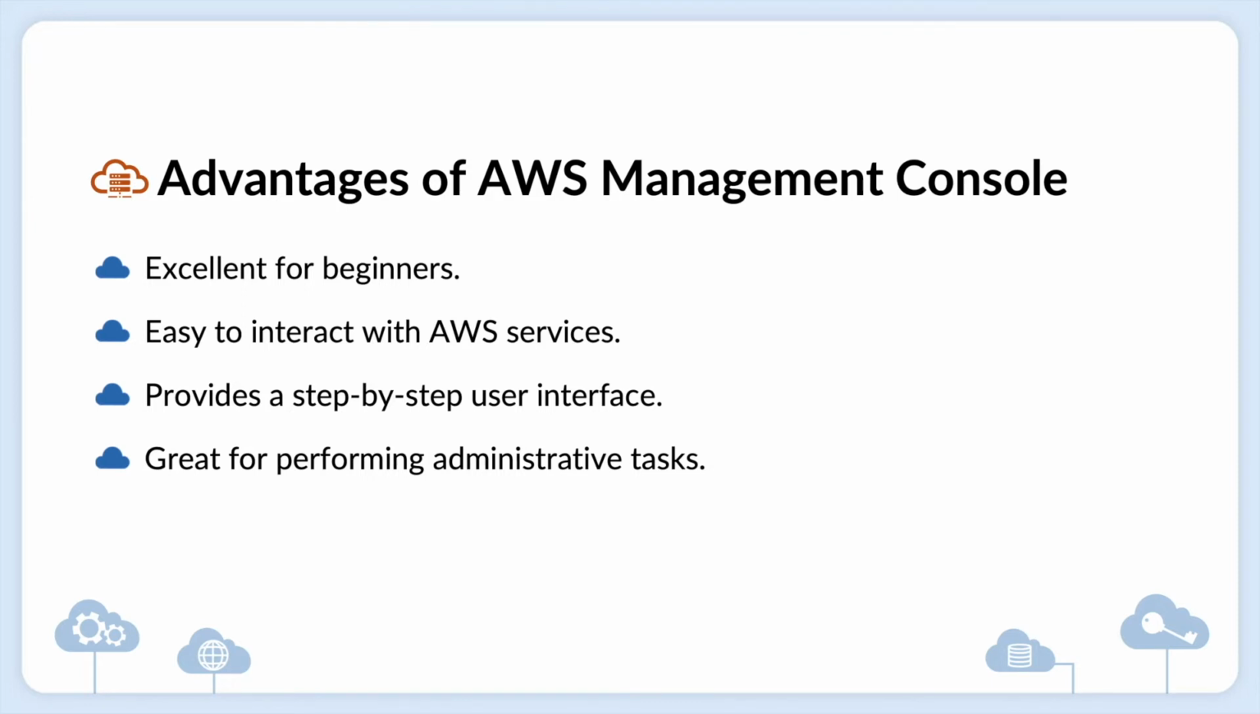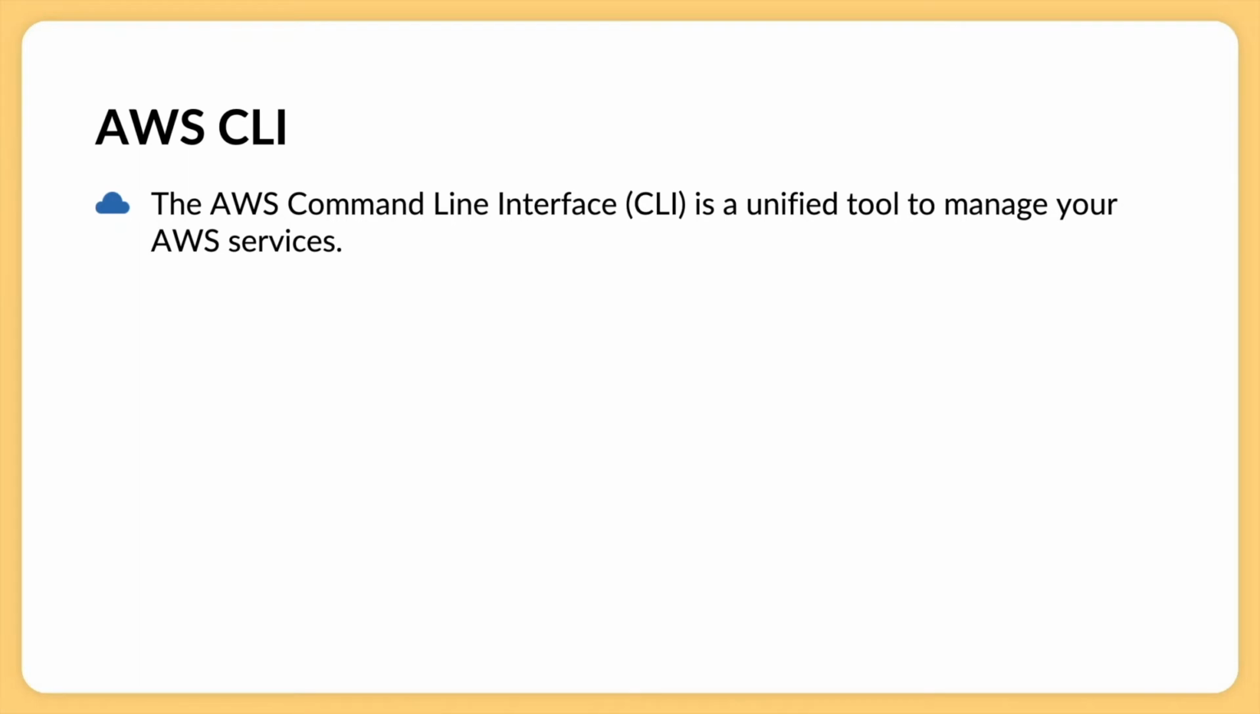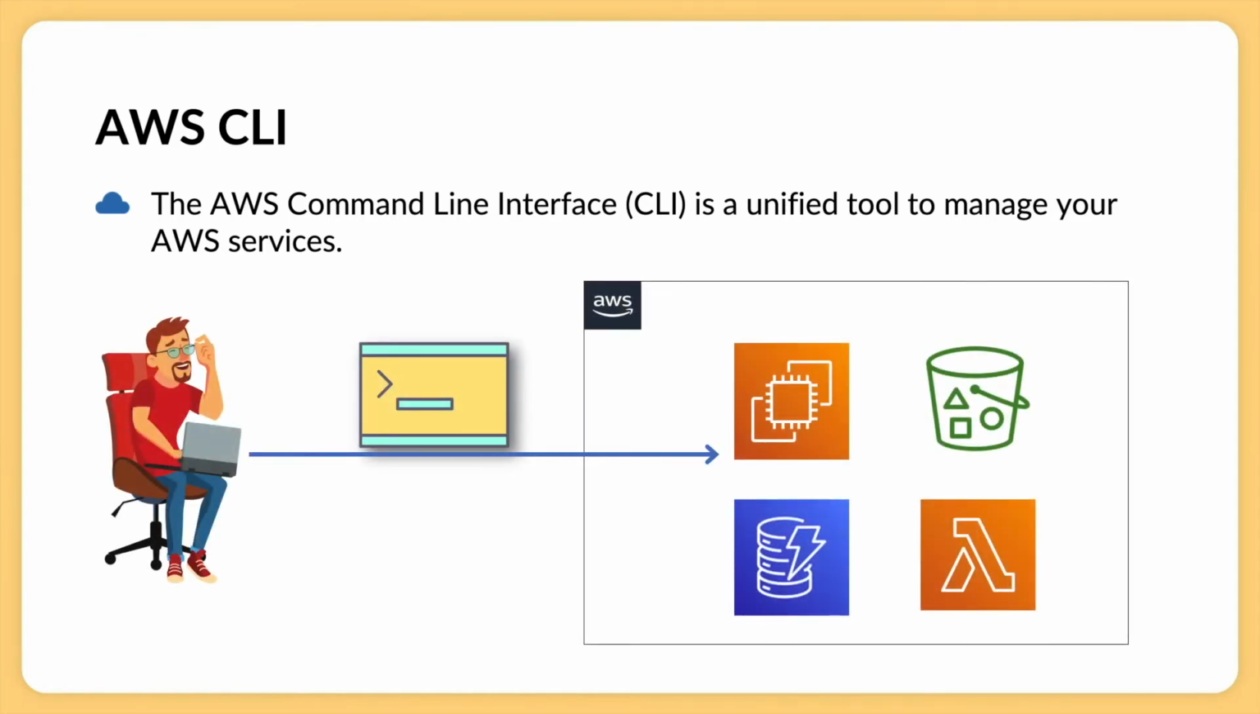Now let's understand this. The AWS command line interface CLI is a unified tool to manage your AWS services. It is a command line interface that allows you to manage your AWS service using your computer terminal. This is a tool you can easily install on your computer. It supports Windows, Mac, and Linux operating systems. You can do everything that you can do with the AWS Management Console.